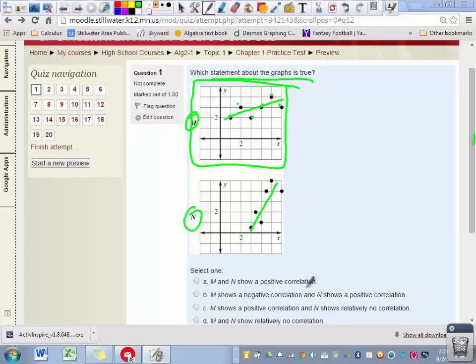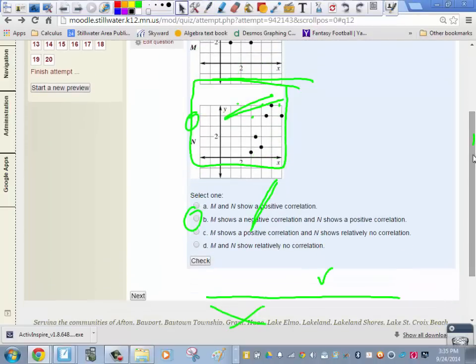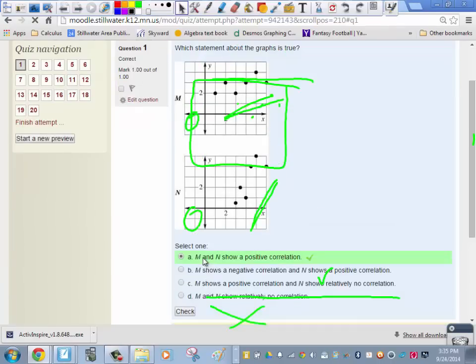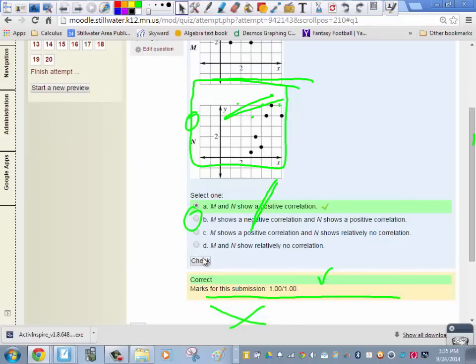Show a positive correlation. Well, this one looks positive, and that looks positive, so that would be true. That checks off. Okay. M shows a negative correlation, N shows a no. That's not true. M shows a positive correlation, and N shows a relatively no correlation. No, I'd say there's some correlation there. And M and N show relatively no correlation. So yeah, I think it's A. I'm pretty sure A is our answer for this one. So let's go with that one. A. And what's nice about this is you should be able to check it, see if you get it right. Let's see if I got it. Yes, green is good. Green is good, everyone.